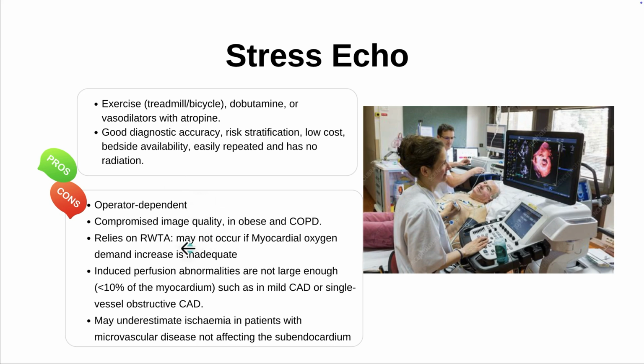Stress echo also relies on regional wall thickening, which may not occur if myocardial oxygen demand did not increase enough by the stress, or if the induced perfusion abnormalities are not large enough, as in mild coronary disease or in single vessel disease. Here, we may have an underestimation of the extent of ischemia. We see the same phenomenon in patients with microvascular disease. So the main limitation of stress echo is in the false negative results.